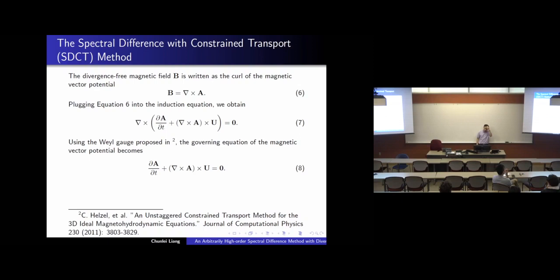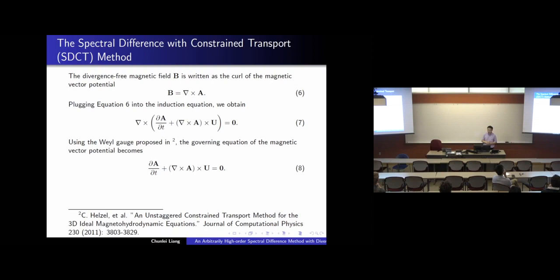This is over one semester. My graduate student and I thought, okay, in the MHD field, the constraint transport strategy is very widely adopted. So what it does is, you consider a field A, which is called a vector potential. Take a curl of that, you get B. So that is equation 6.